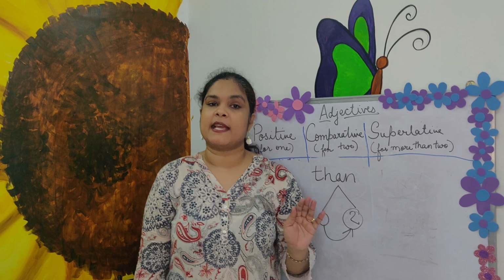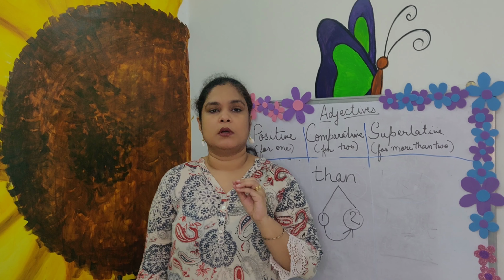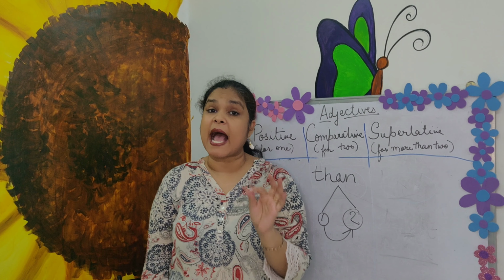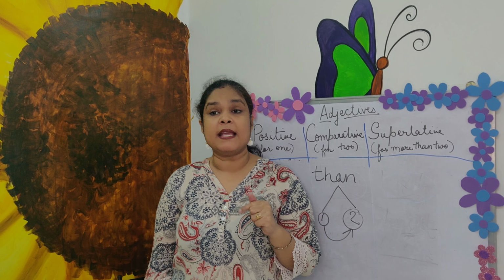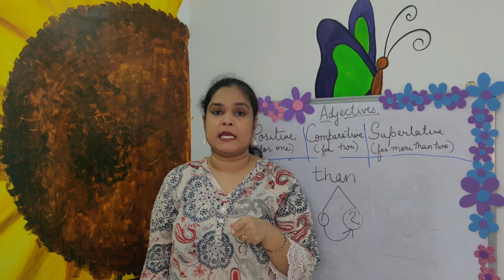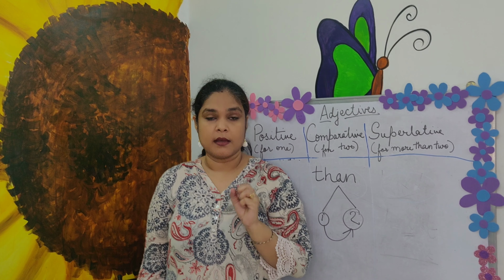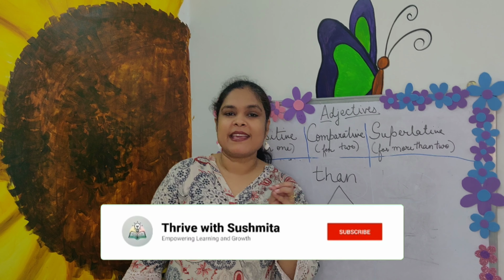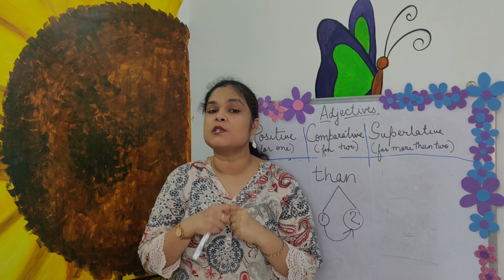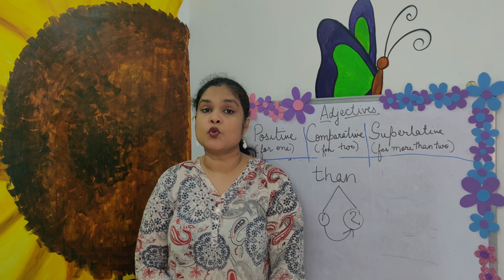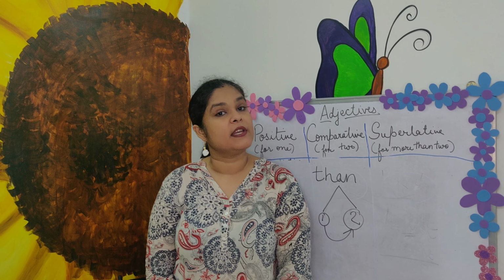See, there will always be exceptions in the English language. So sometimes we also use to instead of than. Sometimes the usage of than is wrong, but we use to. For example, he is senior to me. Ram is senior to Rama. Senior than Rama? No. In those cases we don't use than, but we use to in place of than. So this was all about degrees of adjectives.